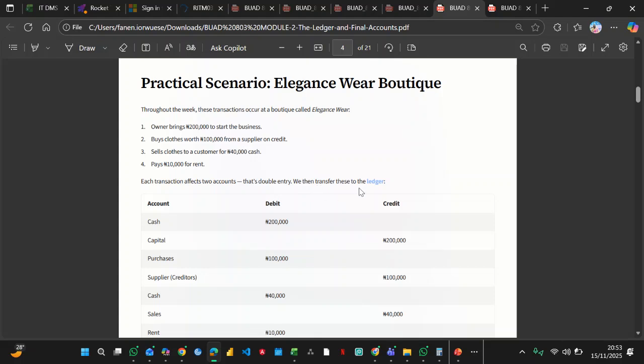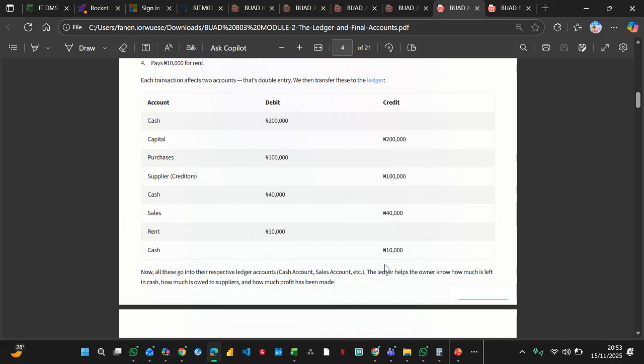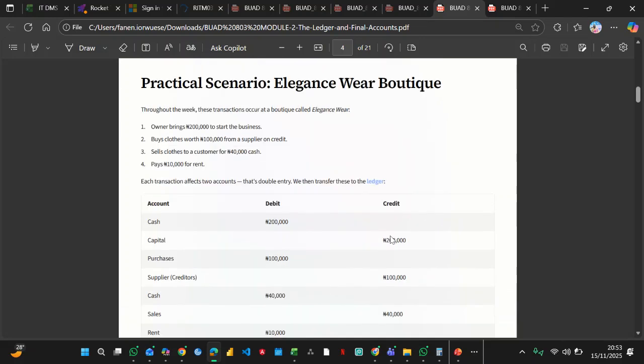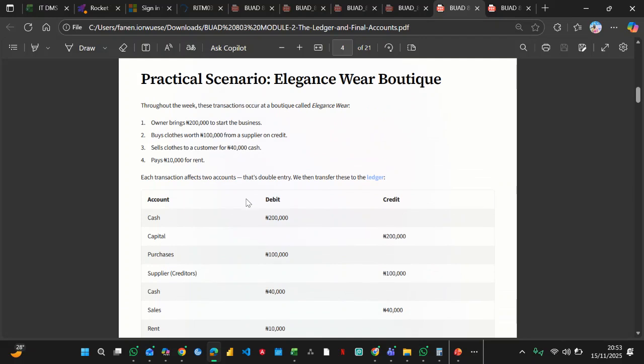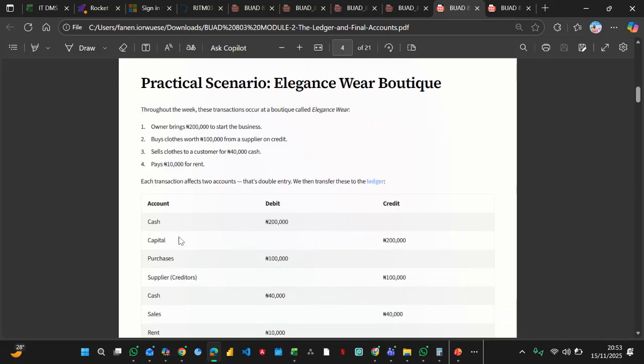So each transaction affects two accounts. That's double entry. We then transfer this to the ledger. So this is the ledger that we have here. If you look at it, this 200K is what he brings into the business. Here is the debit and here is the credit. So this is the capital, his credit, and then the purchase of goods. He purchases goods here.